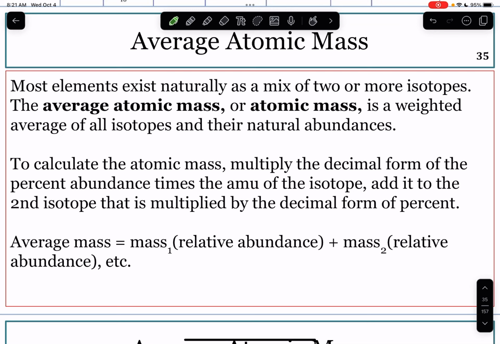Most elements exist naturally as a mix of 2 or more isotopes. The average atomic mass, or atomic mass, is the weighted average of all of the isotopes and their natural abundances. So in order to calculate this, we need to multiply the percent abundance times the mass of the isotope, and then add that to the second isotope mass multiplied by its percent abundance.